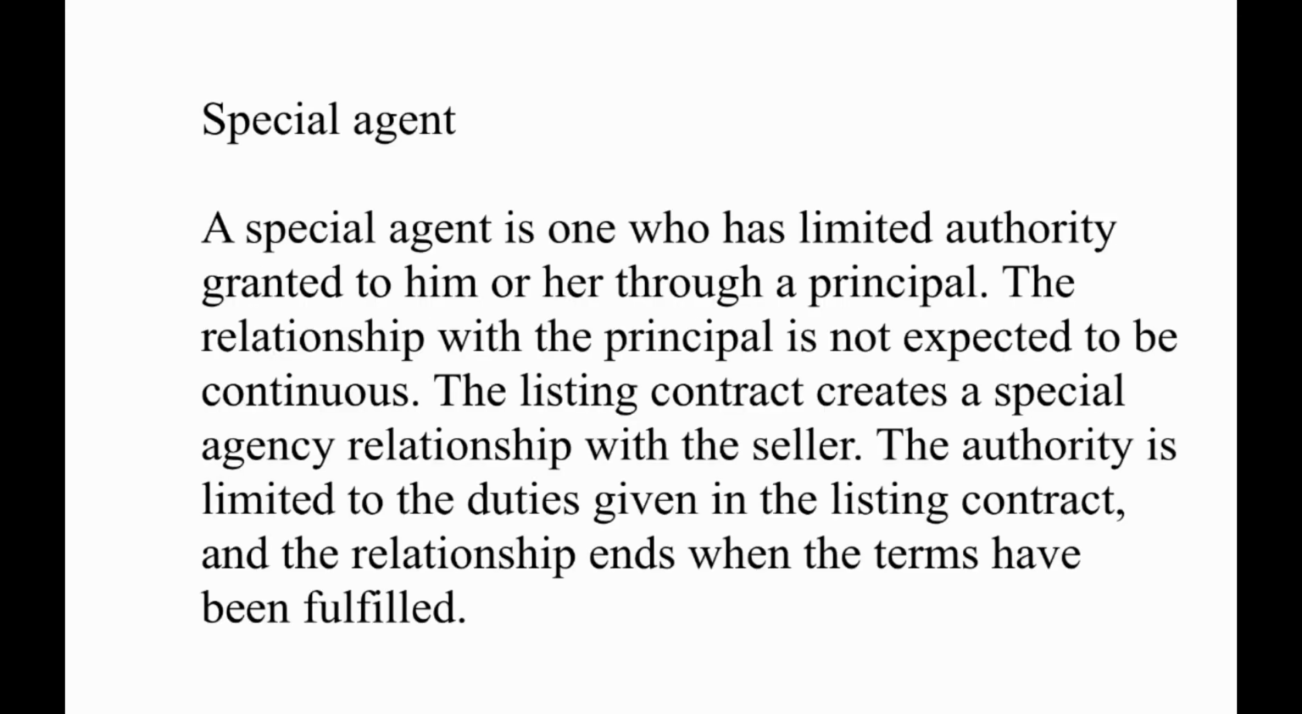Okay, read this out loud, please. Special agent. A special agent is one who has limited authority granted to him or her through a principal. The relationship with the principal is not expected to be continuous. The listing contract creates a special agency relationship with the seller. The authority is limited to the duties given in the listing contract, and the relationship ends when the terms have been fulfilled. Exactly what you just said a second ago, find that ready, willing, and able buyer. You're hired to do one thing specifically.